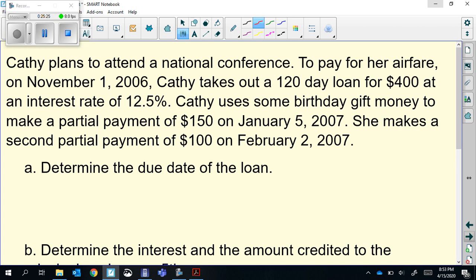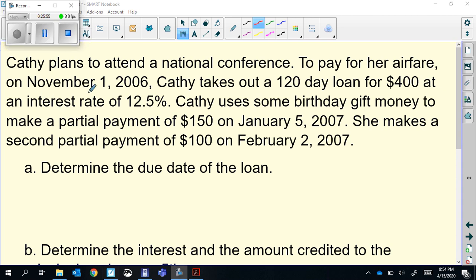All right, so here we're looking at borrowing money to pay for a flight, a 120-day loan for $400 at an interest rate of 12.5%. Kathy uses some of her birthday money to make a partial payment of $150, and she makes a second partial payment of $100 on February 2nd. Determine the due date of the loan.